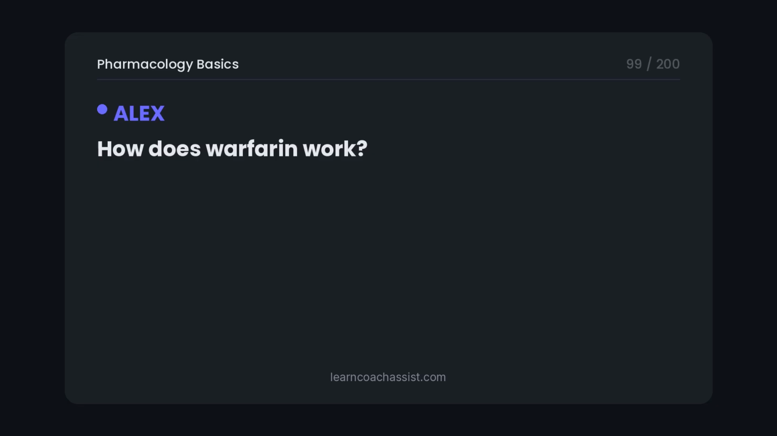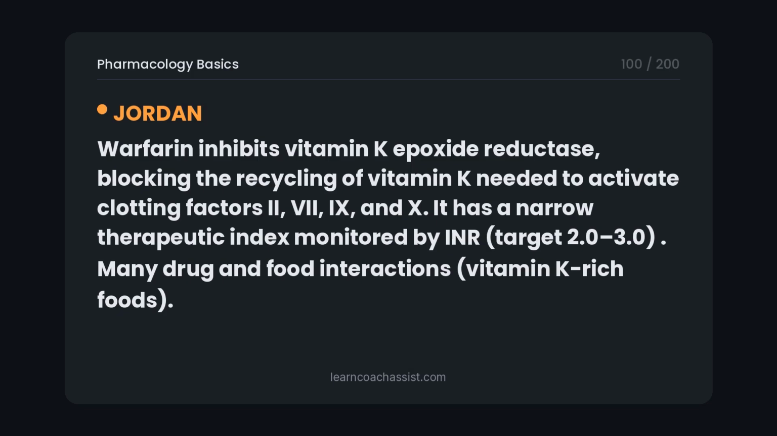How does warfarin work? Warfarin inhibits vitamin K epoxide reductase, blocking the recycling of vitamin K needed to activate clotting factors II, VII, IX, and X. It has a narrow therapeutic index monitored by INR, target 2.0 to 3.0. Many drug and food interactions, vitamin K-rich foods.